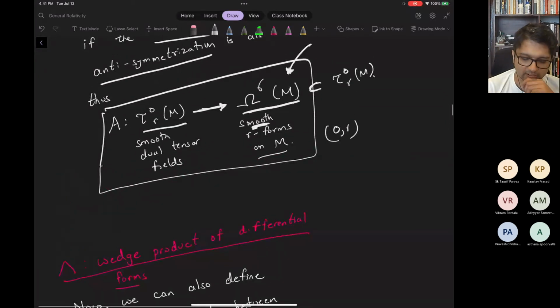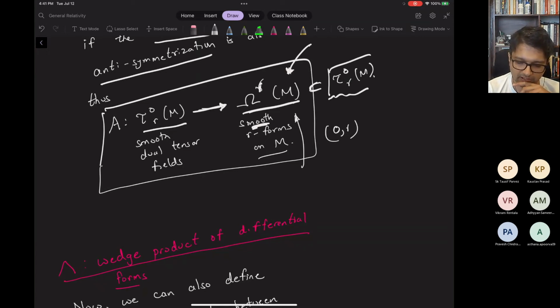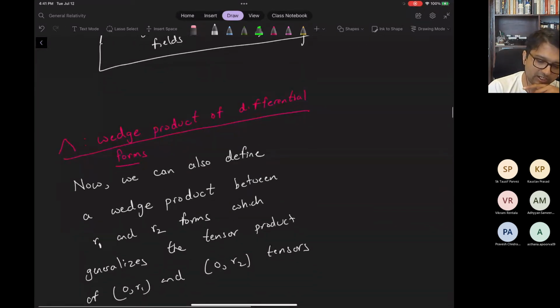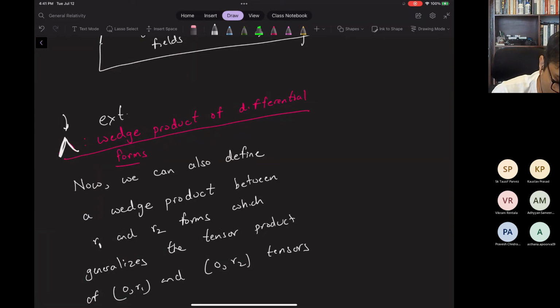And now what we can do is we can define operations between different R forms. Remember that these are just a subclass, a subset of operations of type 0R. So what we can do is we can define something called a wedge product. This is denoted by this wedge type symbol. It's a wedge product of differential forms, also called an exterior product.